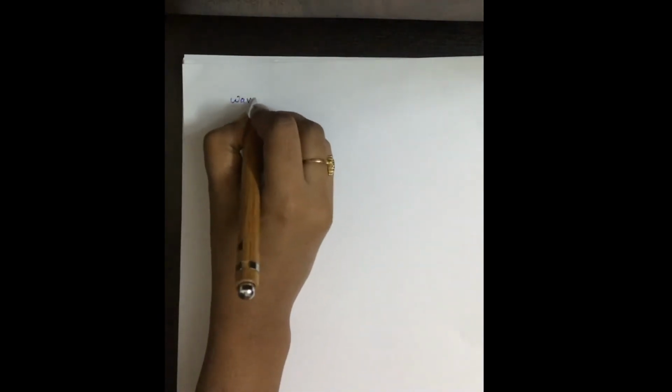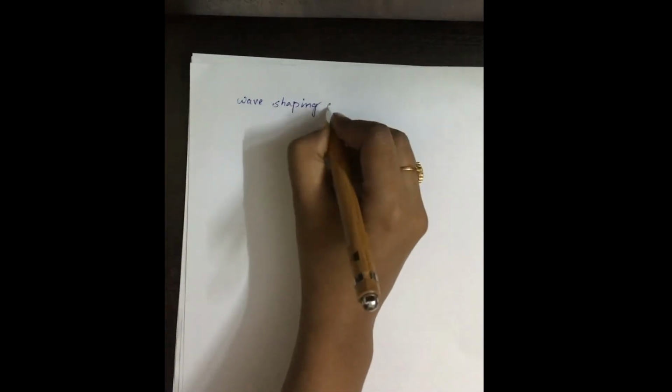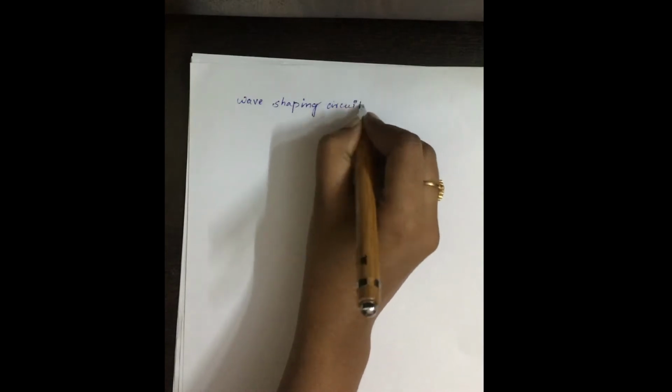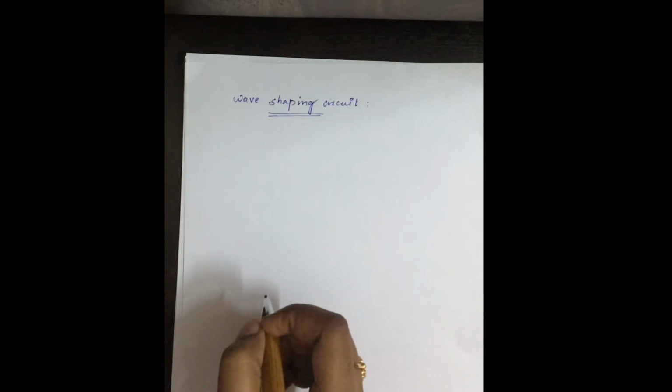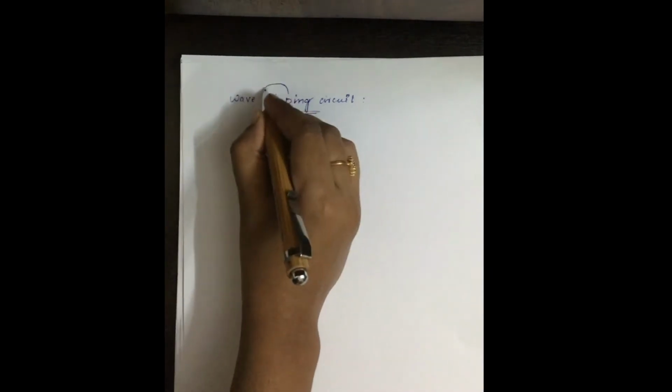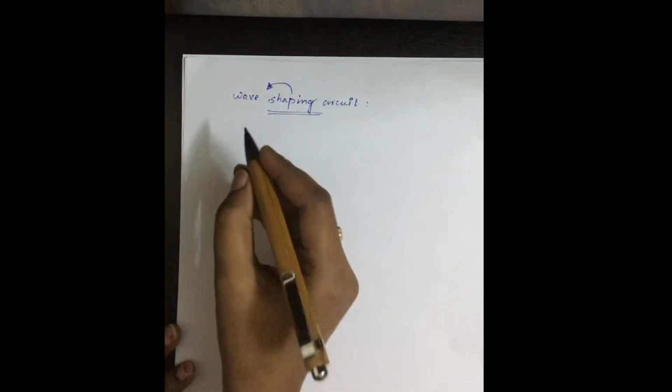I was already discussing diodes and their operation. Next we will be looking into one of its applications, that is the wave shaping circuit. The name clearly says everything. This circuit is used to shape the input wave. You have to shape the given input waveform.